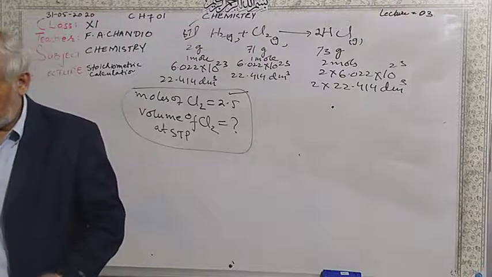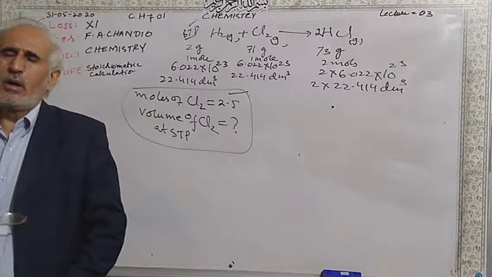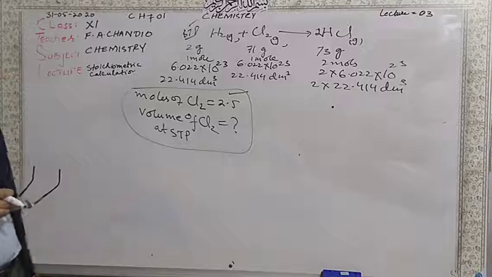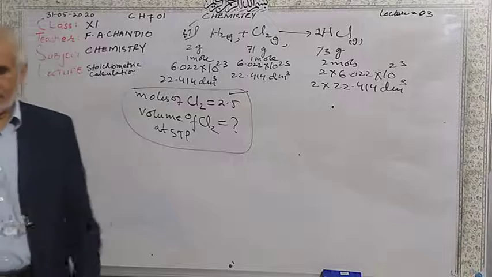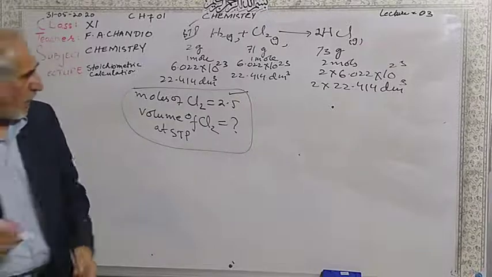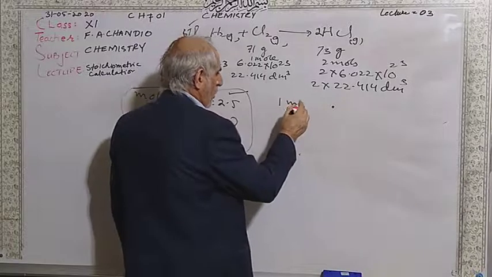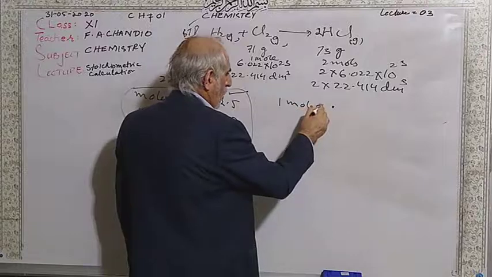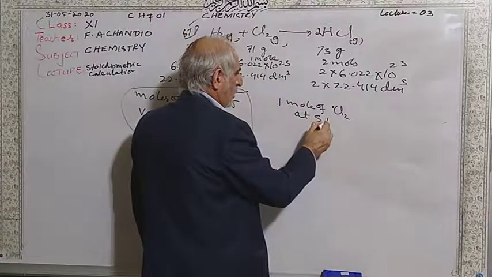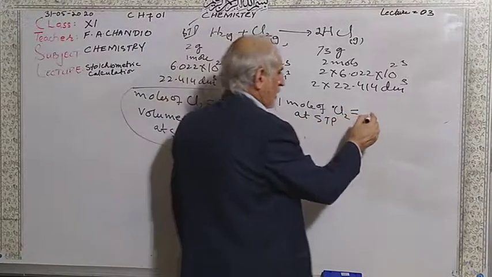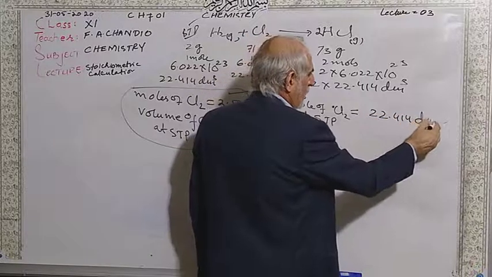So it's very simple. You just have to multiply by the molar volume. Molar volume multiplied by the moles, you will get the volume of the gas, because 1 mole of chlorine at standard temperature and pressure is equal to 22.414 decimeter cube.